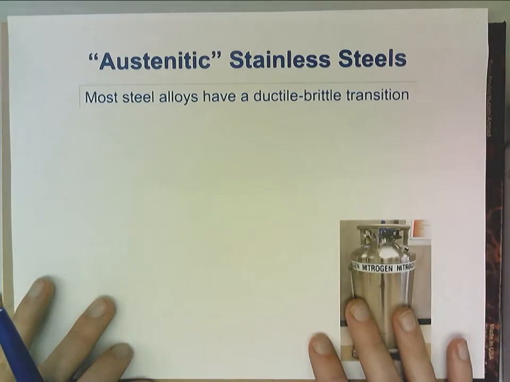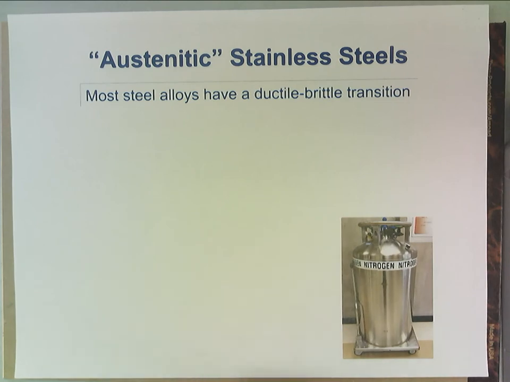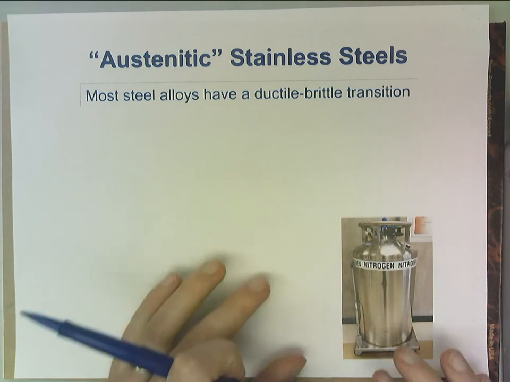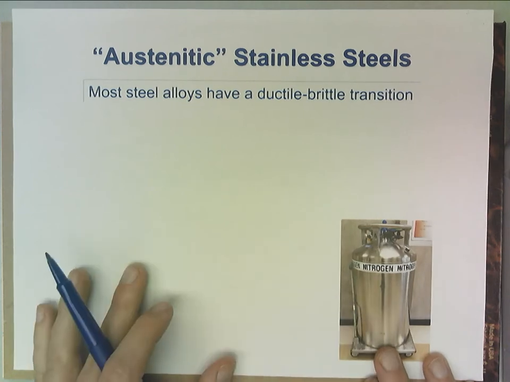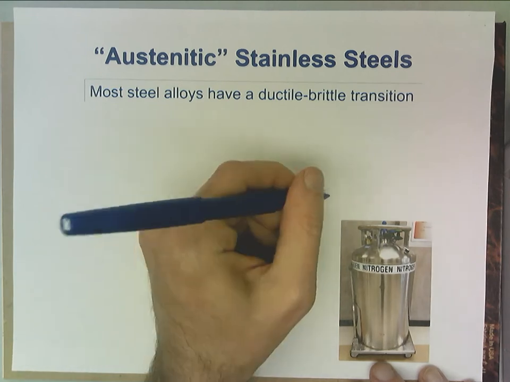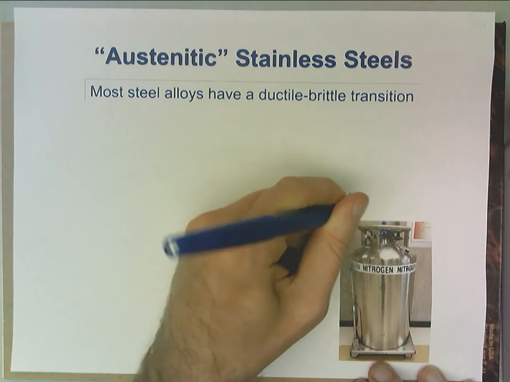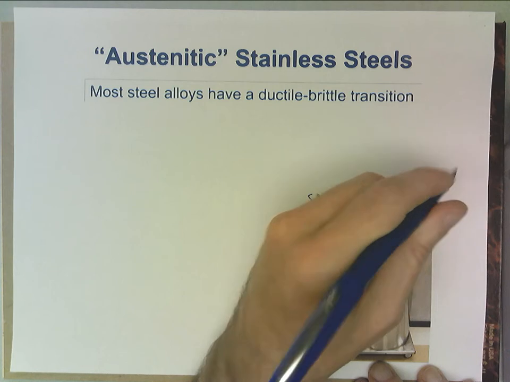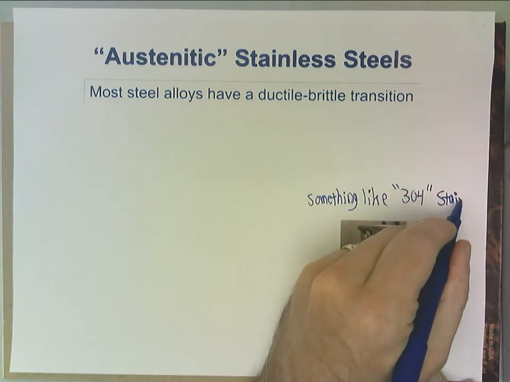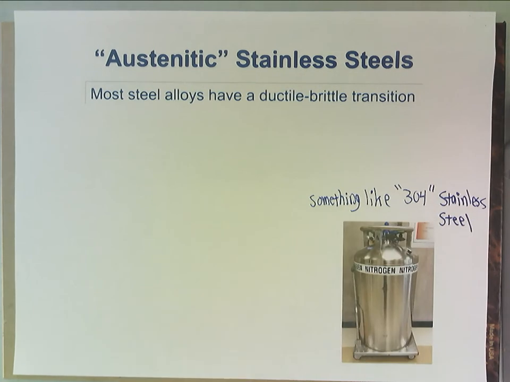So, okay. Austenitic stainless steel. Maybe you've seen this thing sitting out in the hallway of EPS out on the west side. This stores, guess what? Liquid nitrogen. That's why it says nitrogen on the side. This is going to be made out of something like alloy 304 stainless steel. That is a 3-digit numbering system for some of these high alloy stainless steels.